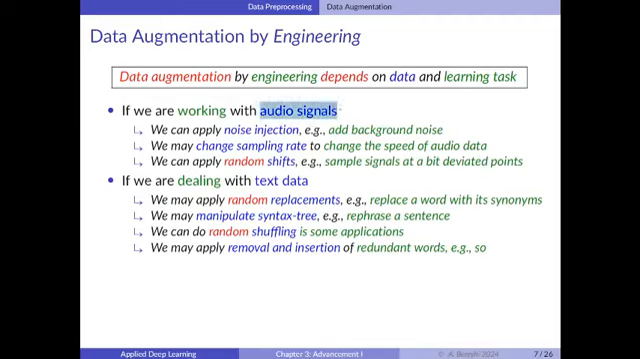For example, in audio signals, we can inject noise, we can change the sample rate, we can randomly shift. In text data, we can replace a word with a synonym from the dictionary. We can manipulate the syntax tree and rephrase a sentence. The tree is the same, but it is rephrased. We don't randomly shuffle it. We can remove and insert some other things.